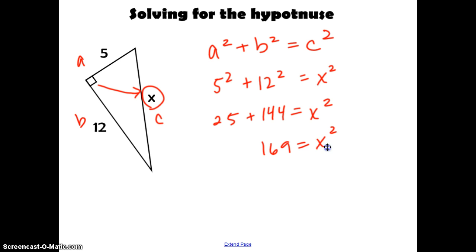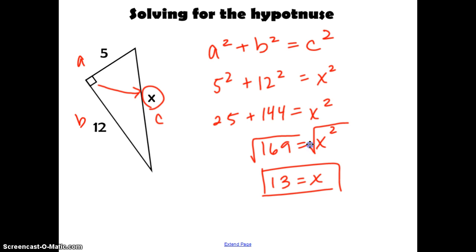Then when you add 25 and 144, we get 169 equal to x squared. Now, to isolate the x, we have to take the square root of both sides. Sometimes when you put this in your calculator, like this one, the square root of 169, you'll get a nice whole number, 13, is equal to x. Now remember, once you take the square root of both sides, these cancel out, so don't put that square root there anymore, and also don't put the squared. It's just x equals 13.